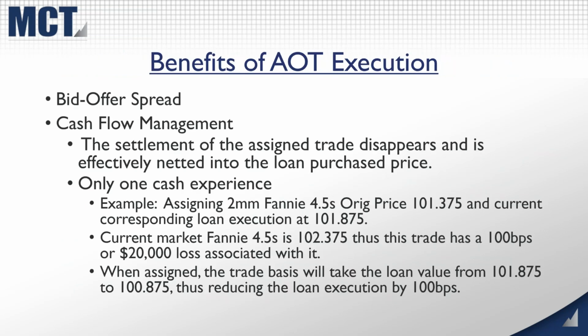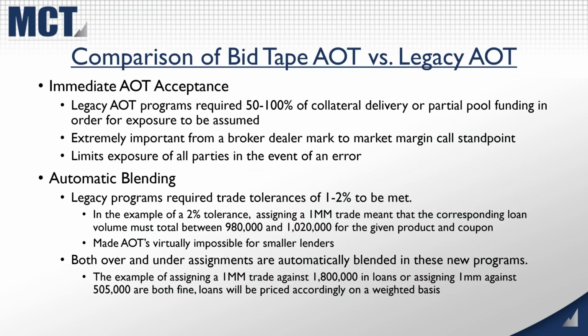If I have 4.5 million in a coupon to sell and I wait that entire week and bulk those up, I now have to spread my executions between all of the bid tapes, all of the cash window executions if I'm an agency seller. And so I get to a point where there's very little product going to an assignable execution. So when we go down here and we talk about current versus legacy, we'll talk about blending and trade tolerances.